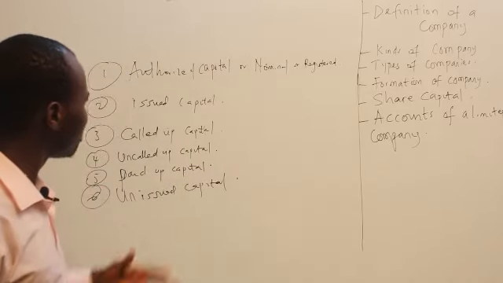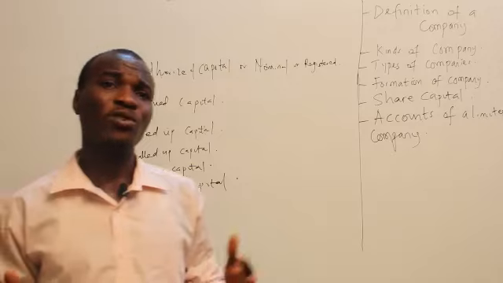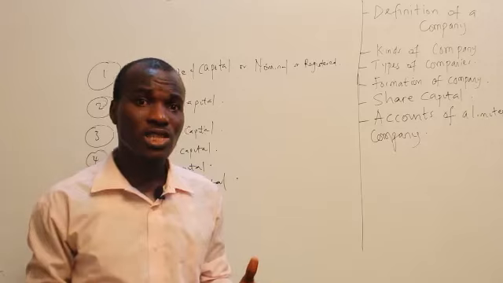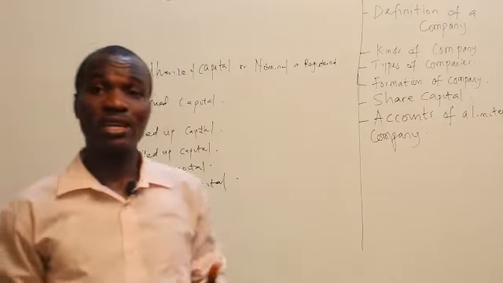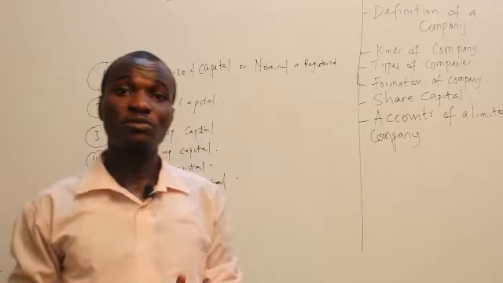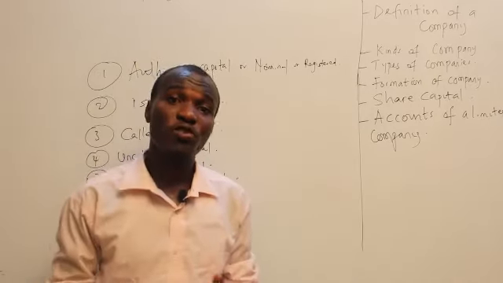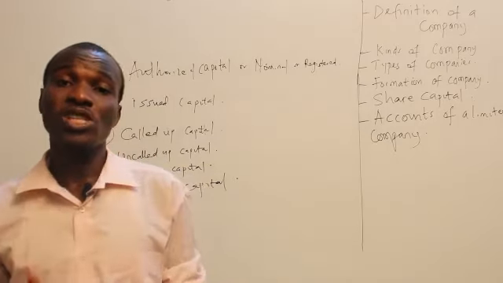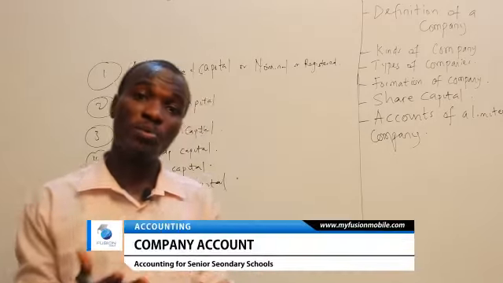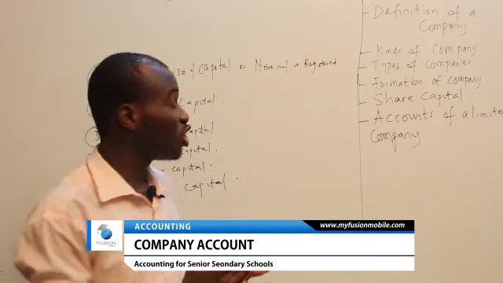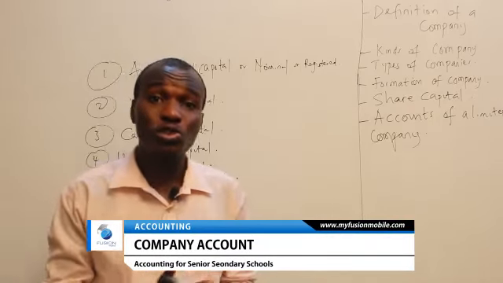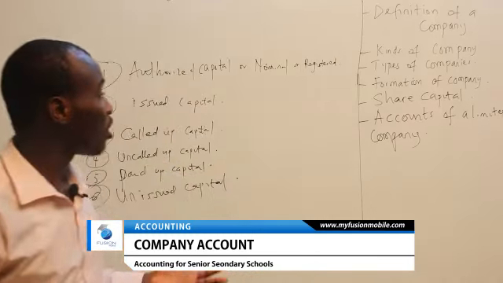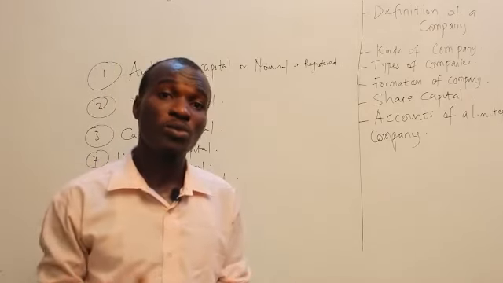So the next thing we have is the issued capital. The issued capital is part of the authorized capital issued out to the public for subscription. This type of capital is the part of the nominal capital that the company can issue to the public for subscription. If the company desires to issue all of its authorized capital, or it can issue parts, the part of the authorized capital issued out to the public is now called the issued capital.